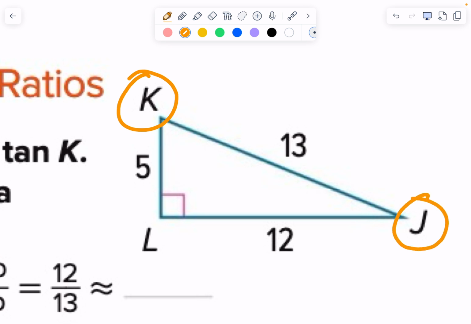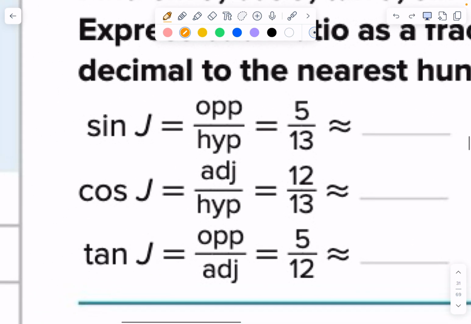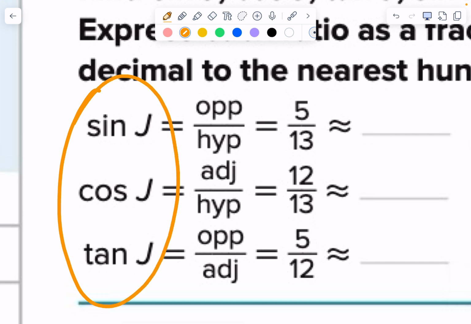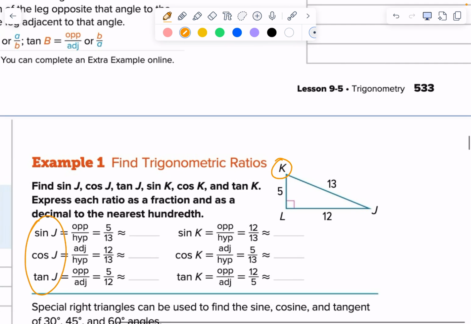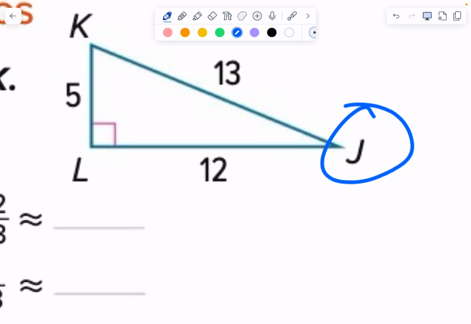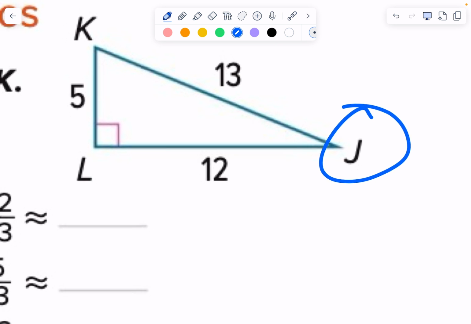Now, here's the deal. They are picking on J first. So they want to know sine of J, cosine of J, tangent of J. Got it? So if we pick on J first, and we look at these, J is over here. Which side is the opposite side of J? 5 is opposite. Adjacent is 12, and the hypotenuse side is 13, right?